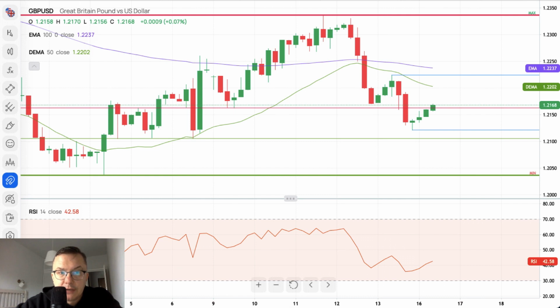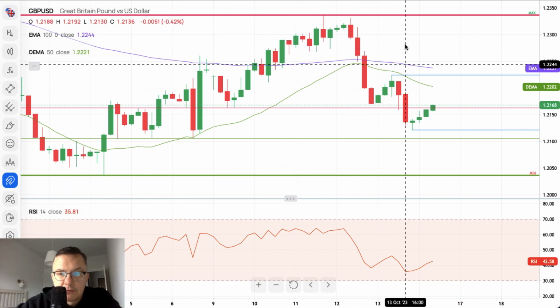What is going on with the cable? So the British pound situation is very similar to the euro dollar, because it looks like this market follows generally the euro dollar, which means eventually that this coordinated action of the euro dollar and the British pound to dollar means that the main reason for the correlated movement is the strength of the US dollar.